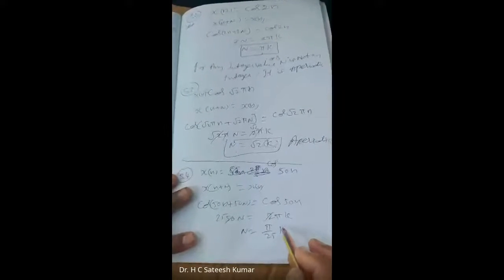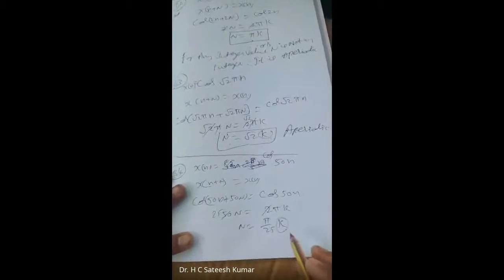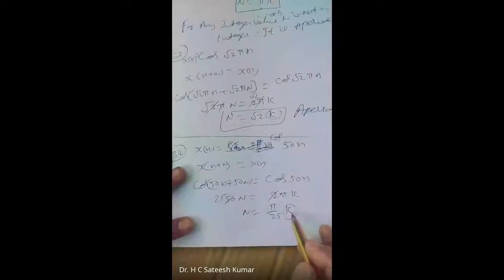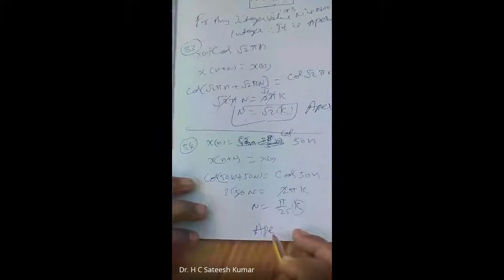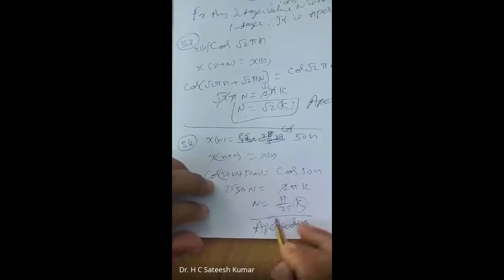So now, for any integer value of k, N is not an integer. Sir, I'll take k is equal to 25. Take 25, but still this pi will remain. Pi is not an integer. So we should select the value of k as an integer such that N is an integer. Therefore, it is aperiodic. Okay, that's how we should check it out.